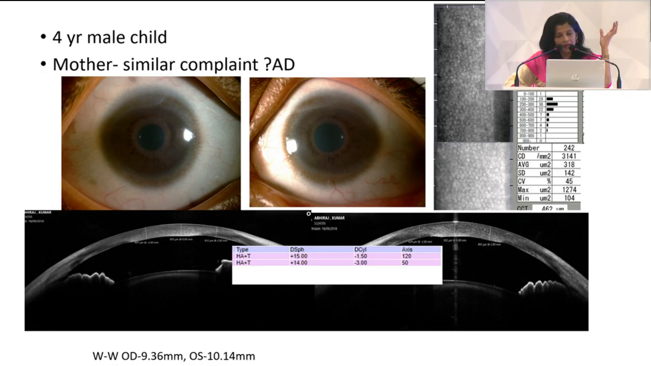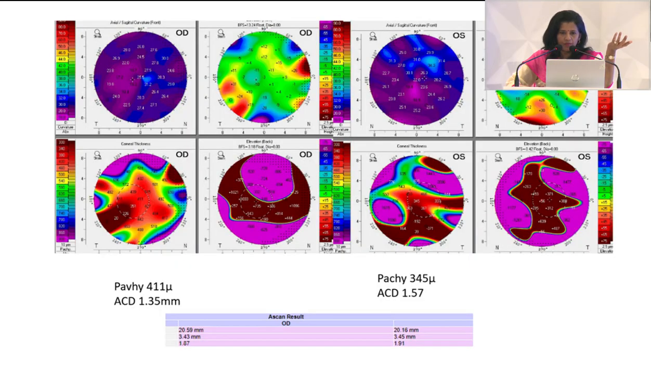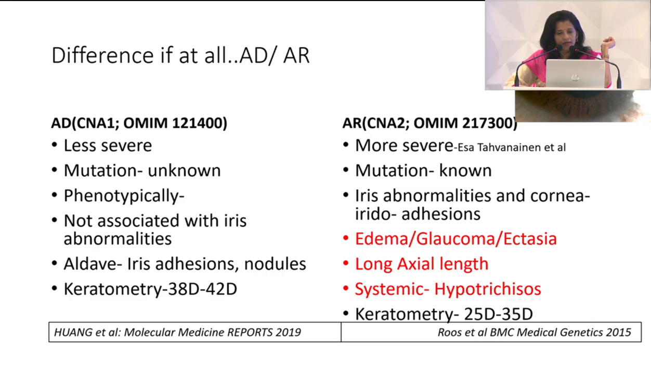So another patient that we saw, we saw two children where two brothers were affected, one sister and brother were affected. This was a family in which a 4-year-old child was affected like this, as you can see in the picture, and the mother also had a similar picture, showing that maybe we have autosomal dominant in our Indian scenario.